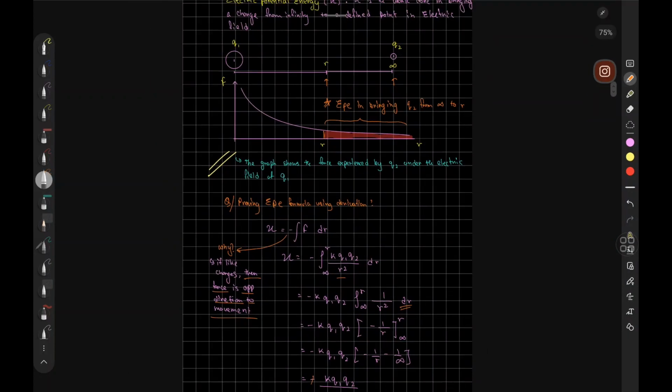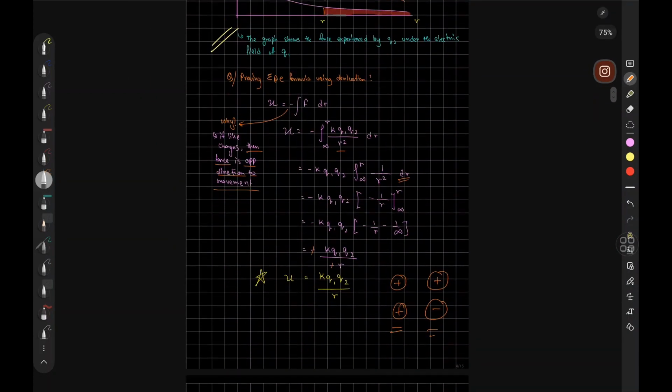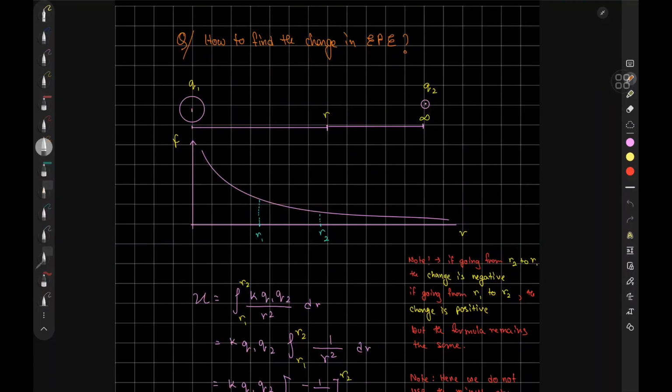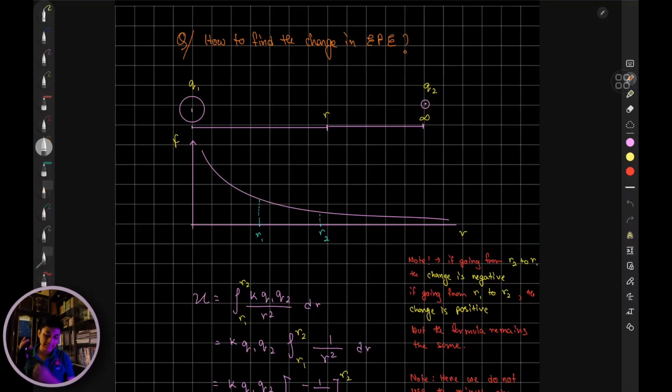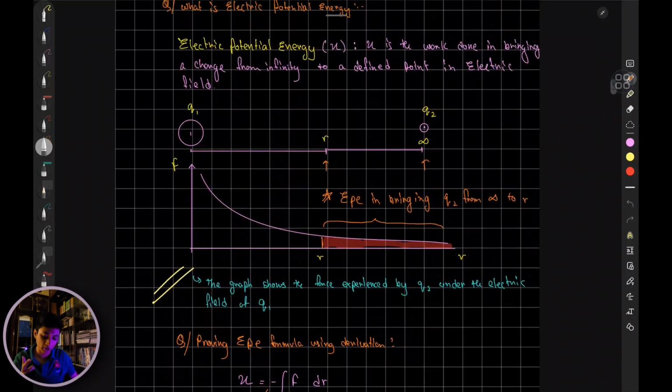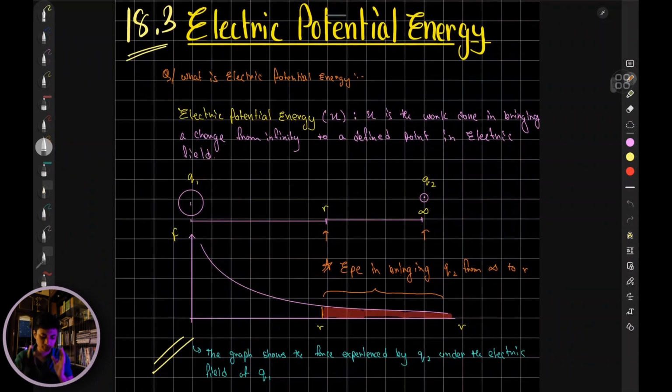Okay, so hopefully I could explain the derivation. I guess there is a bit more to it. Okay, so let's now talk about the change in electric potential energy. Previously we just learned about the electric potential energy, which is from infinity to a defined point, let's say r, right?